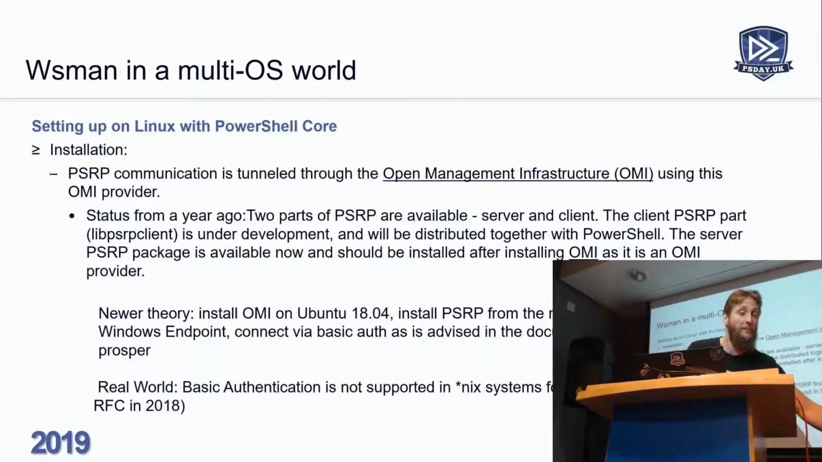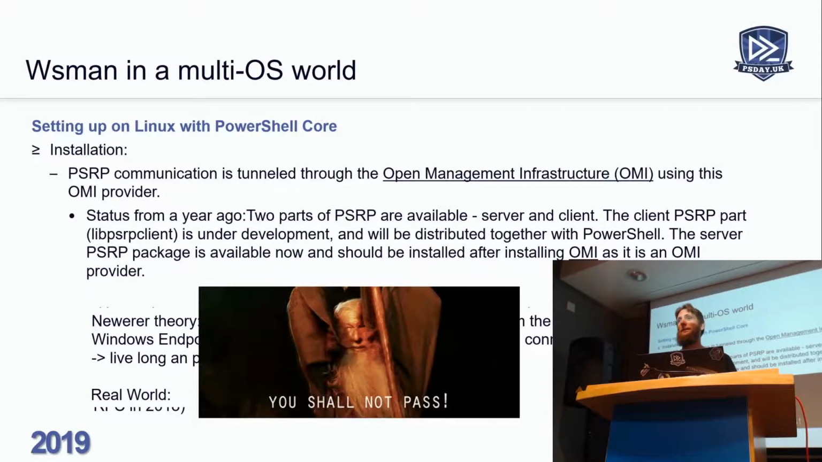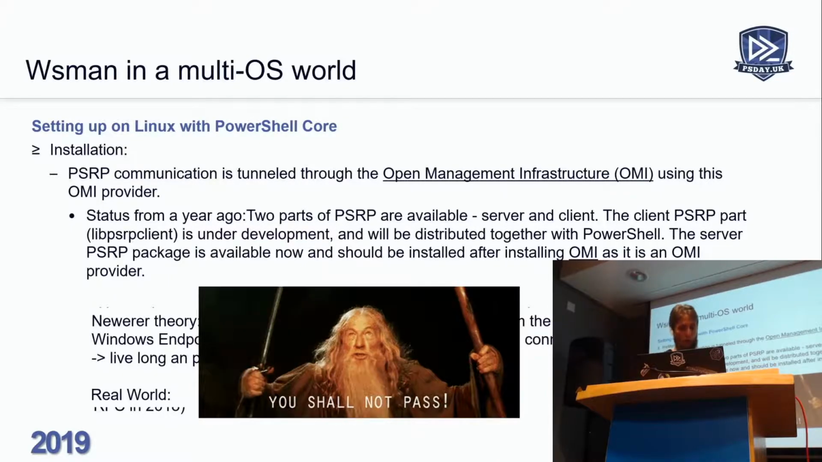Okay, next try. I don't give up that early. As it's about authentication and basic authentication, the newer theory was install OMI, blah, blah, blah, all the things, create a custom certificate on the Windows host, and do the connection. Everything would be fine in theory, balloons, and so on. No. I cannot tell you why, but it just didn't work for me. I could not get it to run.